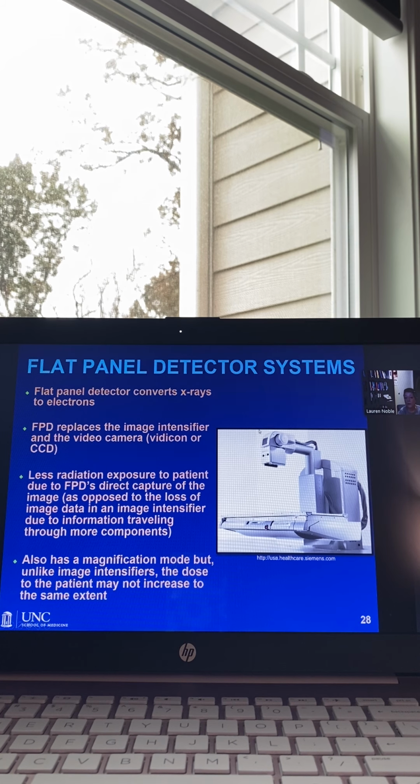Notice though, the X-ray tube is over the table. The flat panel detector is located down here below the table. There tends to be less radiation exposure to the patient because the flat panel detector does directly capture those X-rays, so we don't have as much data loss, and that's why the technique, or the exposure, can be a little less to the patient. With the image intensifier, because there's so many layers it has to go through, inevitably you're going to lose some of that information, and so the exposure factors have to increase to compensate for that.